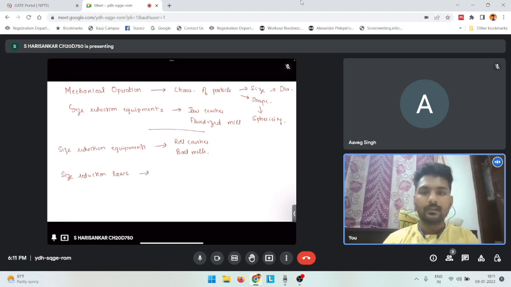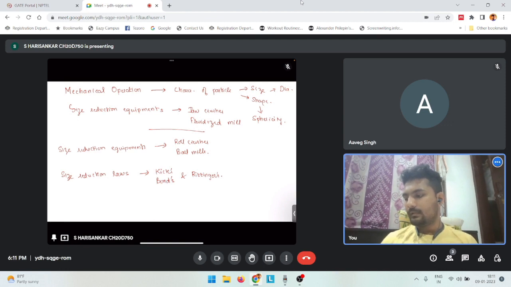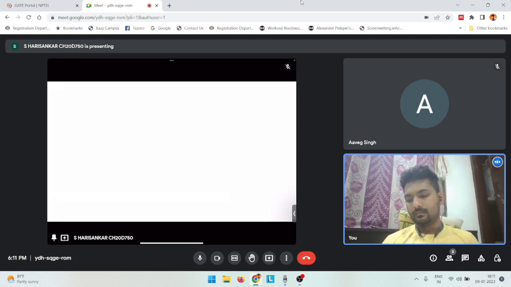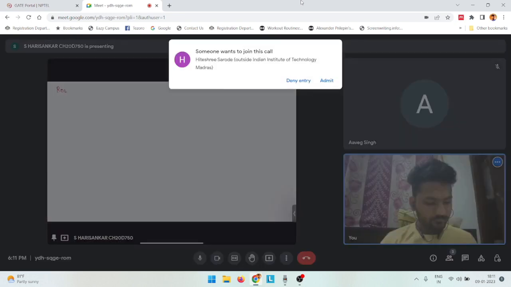There are three different kinds of size reduction laws, and those are Kick's law, Bond's law, and Rittinger's law. So let's get started with this. We'll start with the roll crusher.